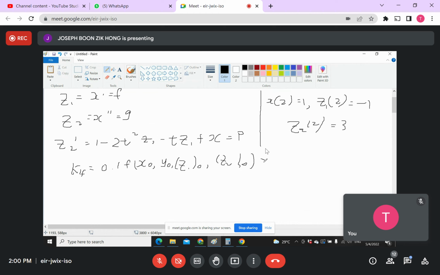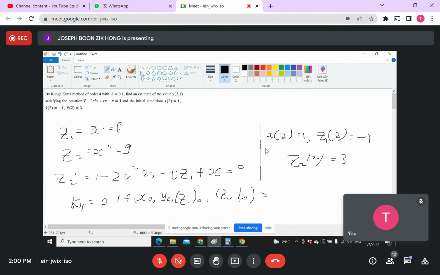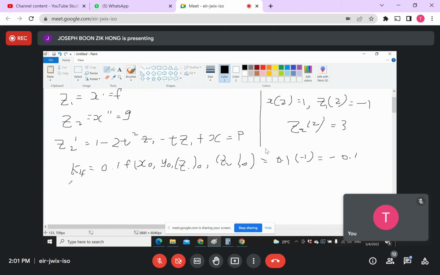So in other words, what is the function? It should be 0.1 times the X prime. What is your X prime? Z1. So it should be 0.1 times your Z1 naught. What is your Z1 naught? Negative 1. So you will get negative 0.1.